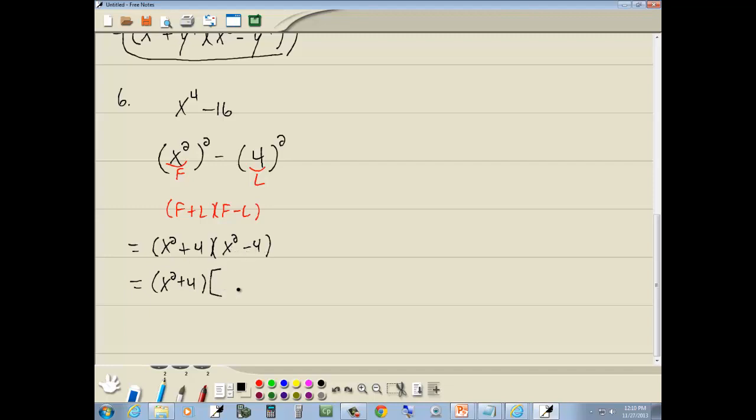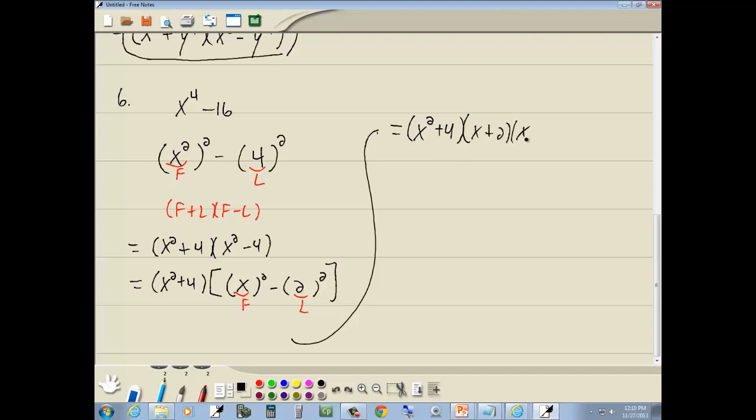between it. So we're going to try to write that as something squared minus something else squared. Now, x times x gives you x squared, and 2 times 2 gives you 4. So I'll label this as f, what's in the first set of parentheses. I'll label this as L for what's in the last. And we get x squared plus 4 just carries along. In our formula, we'll have x plus 2 and x minus 2. I won't write the formula down again since we had it right here, but f plus L, f minus L. And that's our answer.